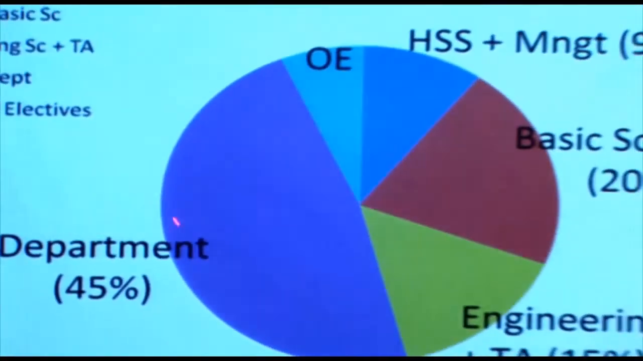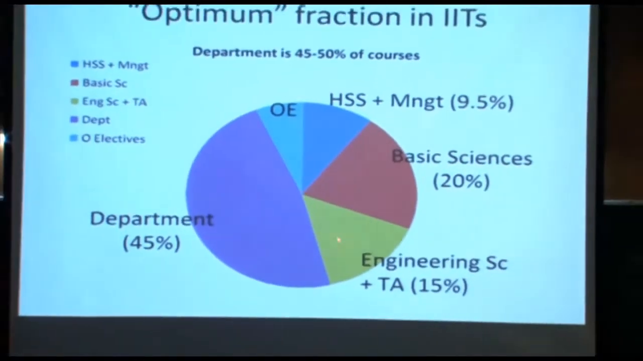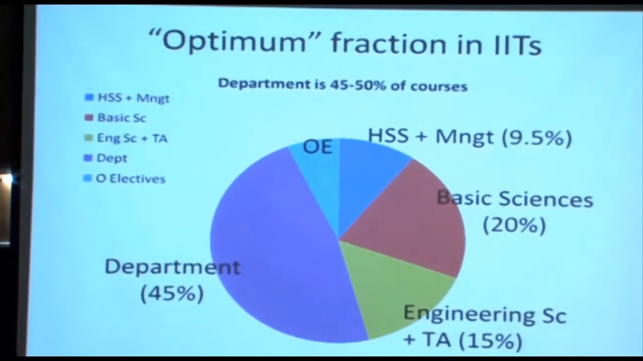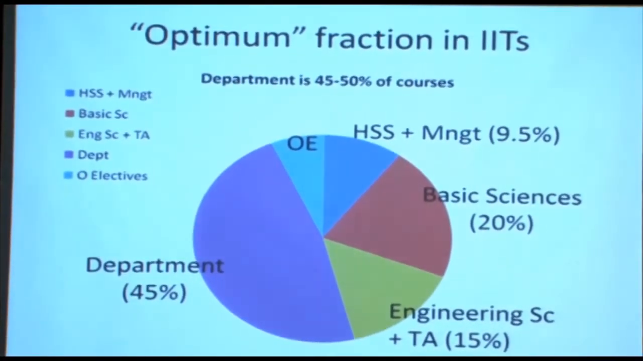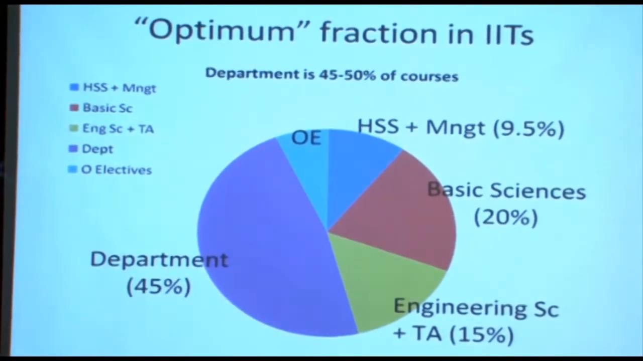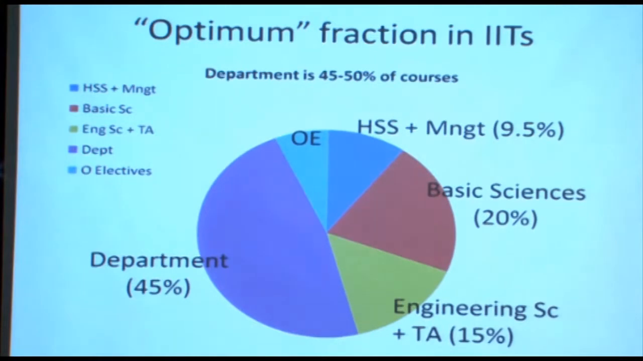And this is basically what you come out with: you have a department component which consists of 45% of the total number of courses. Well, the number is not the matter, it's the amount of contact a student has in terms of the lectures. Okay, we have also defined how the contact is defined. But the contact between the student and the instructor is about 45% compared to all the others.